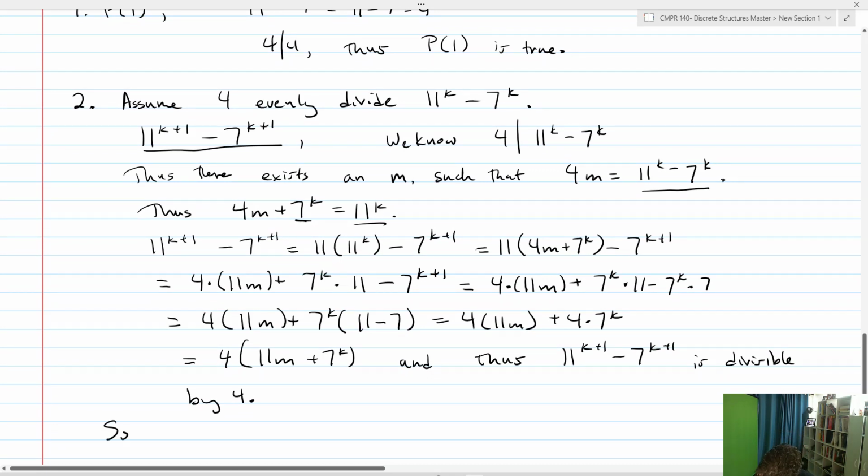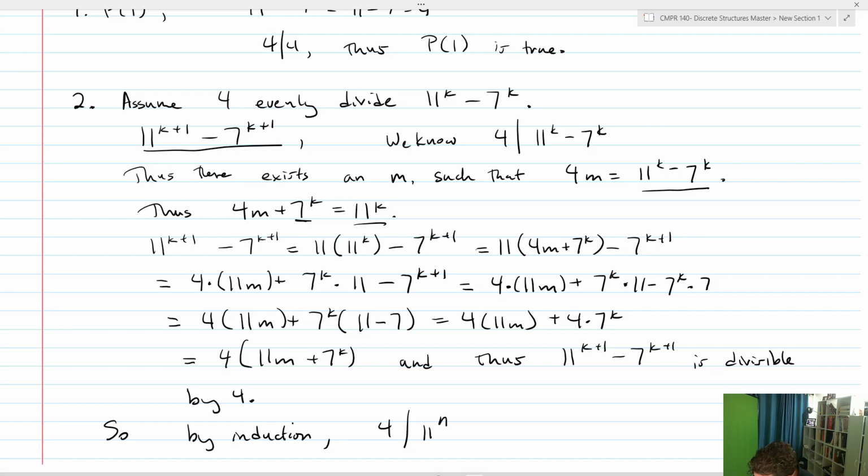So what we get here is, by induction, 4 divides 11 to the n minus 7 to the n for n greater than or equal to 0. And thus our proof is finished.